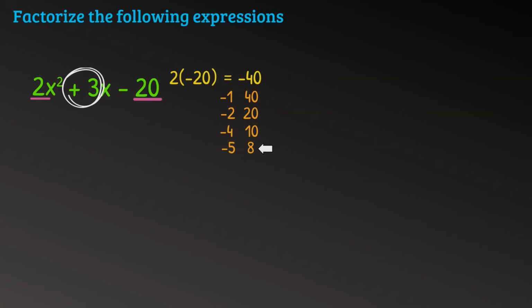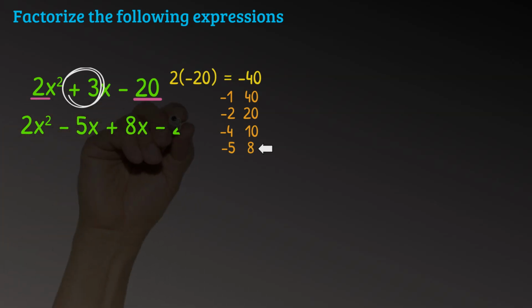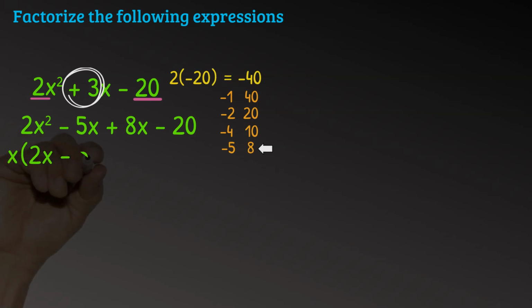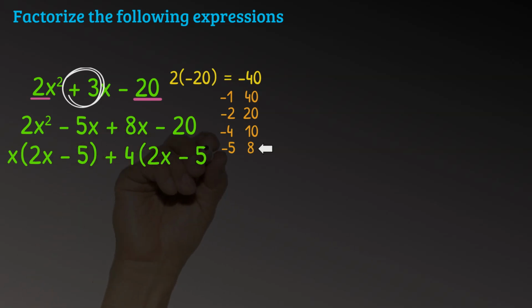So then we need to rewrite the expression again, but we replace plus 3x with minus 5x plus 8x. And then we want to find the greatest common factor for the first two terms, which in this case is x. And to get the 2x squared minus 5x, we would need to times x by 2x minus 5. Then the greatest common factor for the second two terms is 4, and to get 8x minus 20, we would need to times 4 by 2x minus 5.